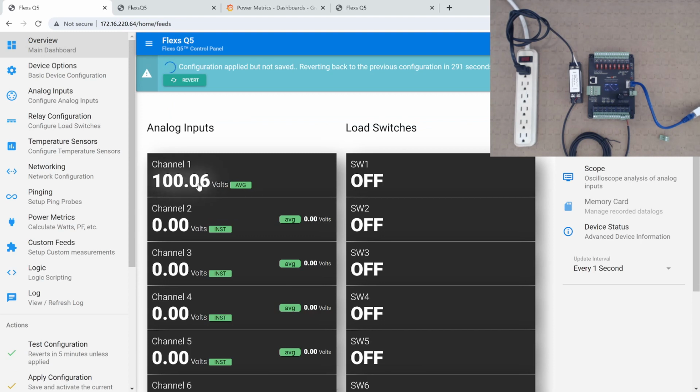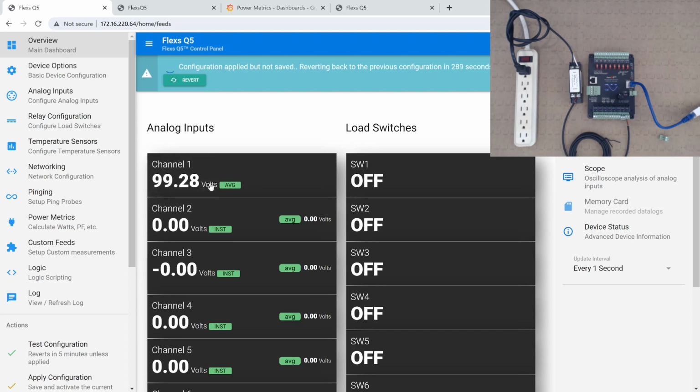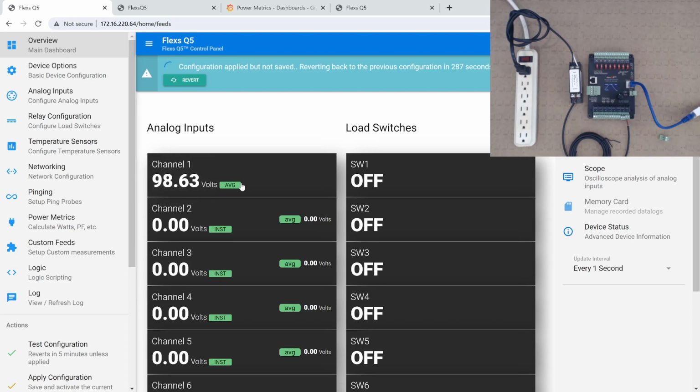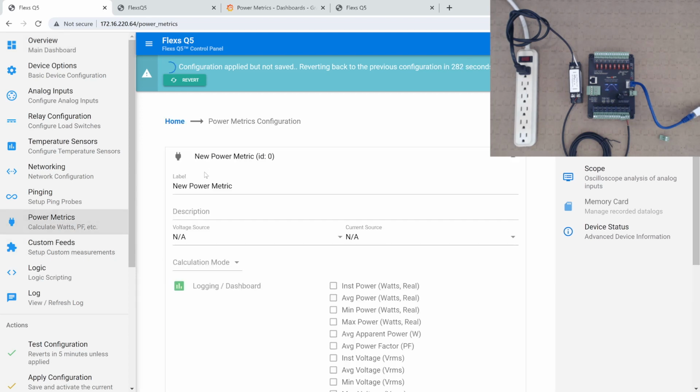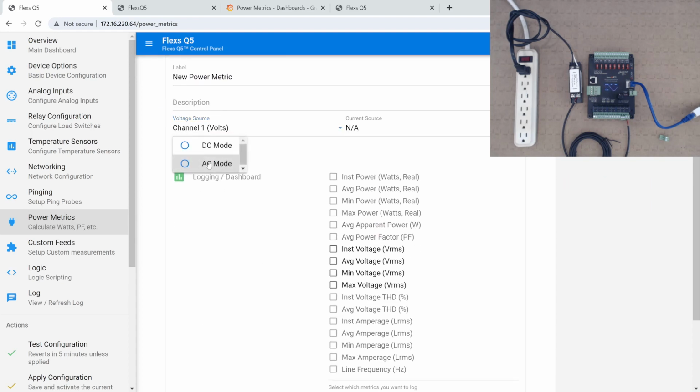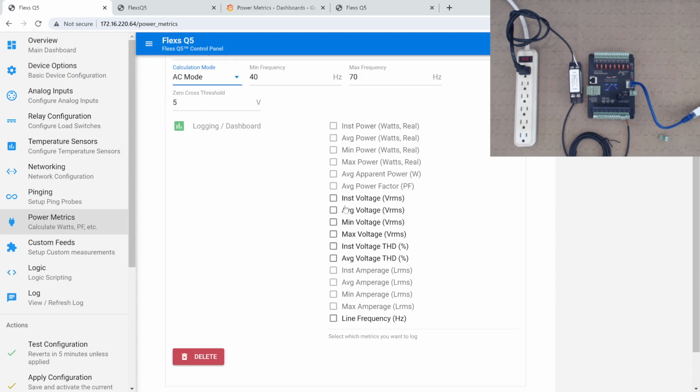This is an average voltage over a 1 second period, but what if we want to look at more information such as instantaneous voltage or frequency? To do that, we would need to use a power metric. So we can add a new power metric, calculation mode, AC mode. Let's look at instantaneous voltage, average, min, max, and let's look at average THD and line frequency. Let's go ahead and apply that.